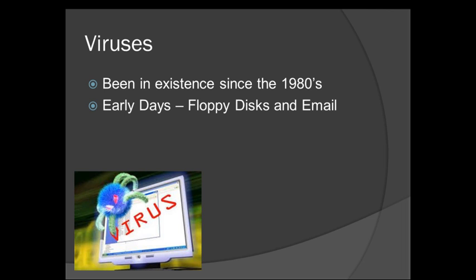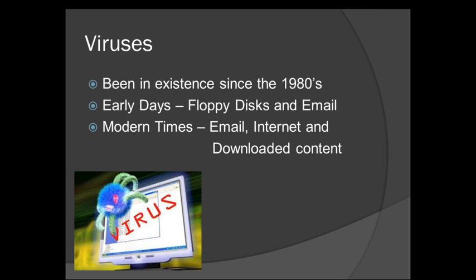In the early days of viruses, they were spread from computer to computer by floppy disks. As email grew popular, computer viruses started showing up in the form of attachments. And then with the internet boom, viruses began to appear in downloaded content and even the pages themselves. The latter two forms are still the most popular way to get viruses.